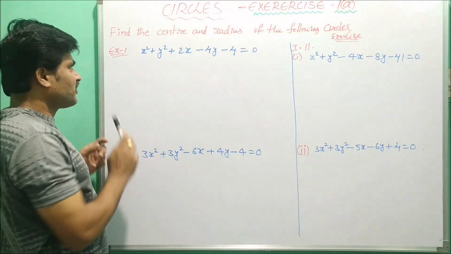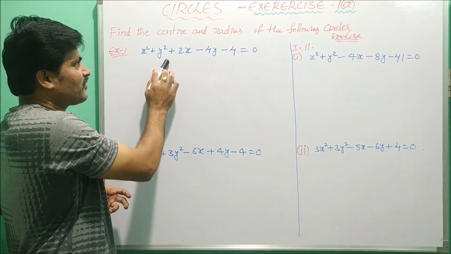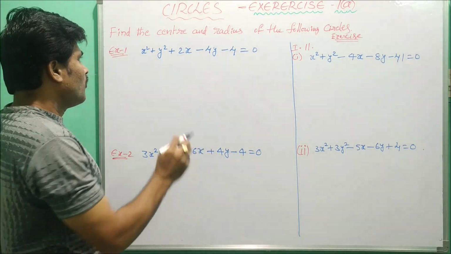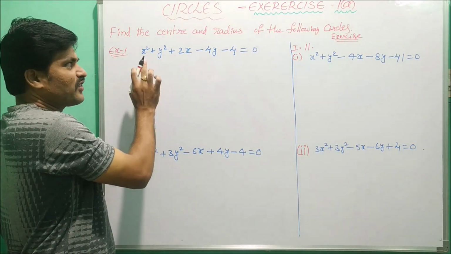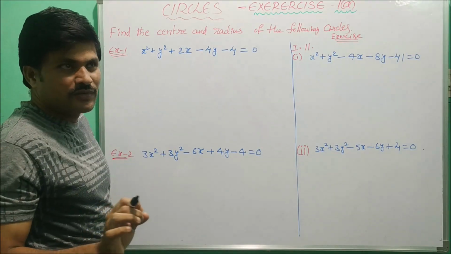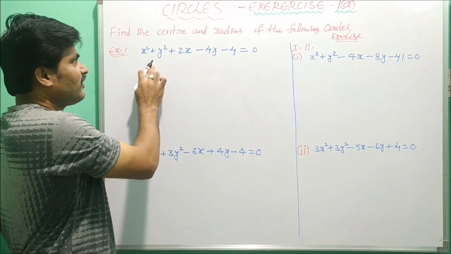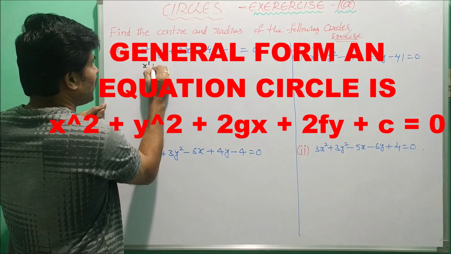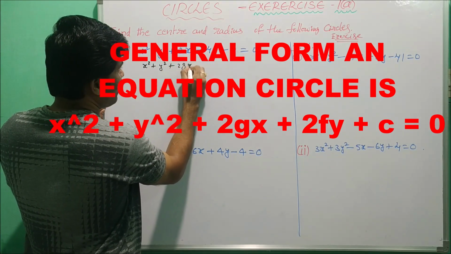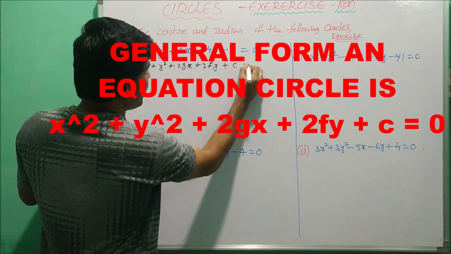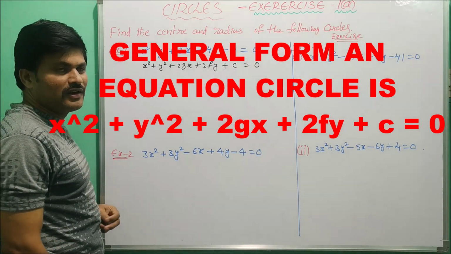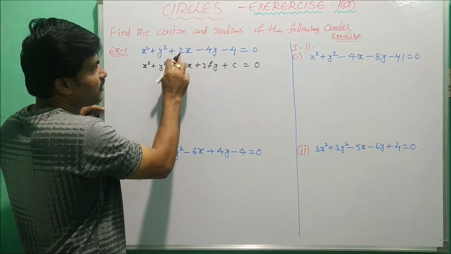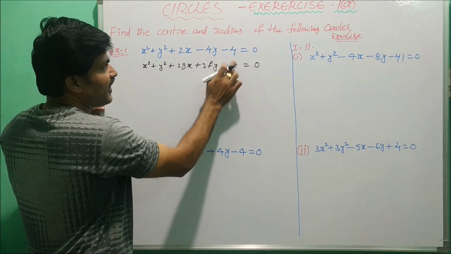So here the first sum is: the given circle is x square plus y square plus 2x minus 4y minus 4 equals 0. First of all, we check whether the given equation of circle is in the general form or not. Here we observe that clearly this is the general form of a circle. Already we know that the general form of a circle is x square plus y square plus 2gx plus 2fy plus c equal to 0. Now comparing with these, the coefficients of x are here 2g equals 2, 2f equals 4 and c equals minus 4.